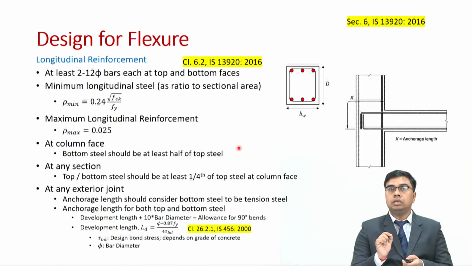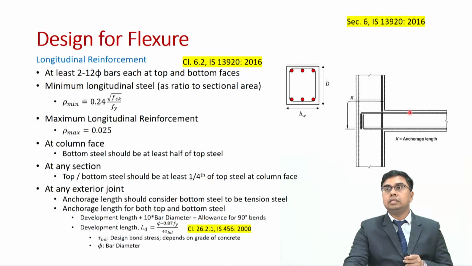This is because during earthquakes load reversals can take place and the section can go into sagging moment, and the other section which was earlier in sagging moment can go into hogging moment. So, because of this risk of stress reversal or moment reversals, your bottom steel should be at least half of the top steel, not less than that.